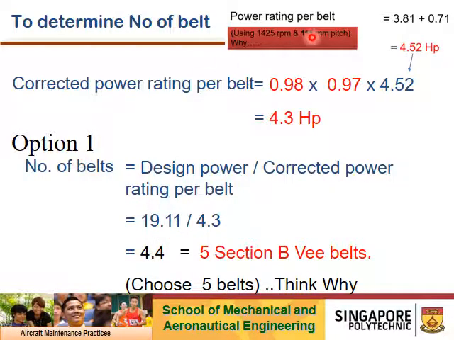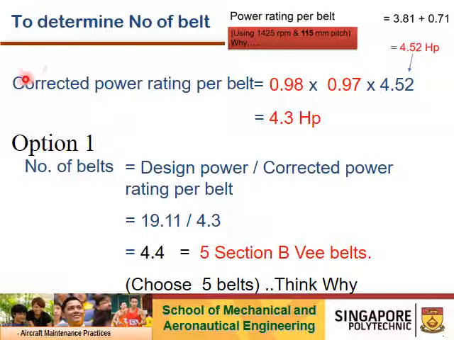We're using 115 mm pitch diameter. So the data here we use, we'll get 4.4 and you round it off to 5 belts. That means in this example, you will use a section B 81 and you need to order 5 belts. You can't get a 4.4 belt. So let's move on to the next slide.